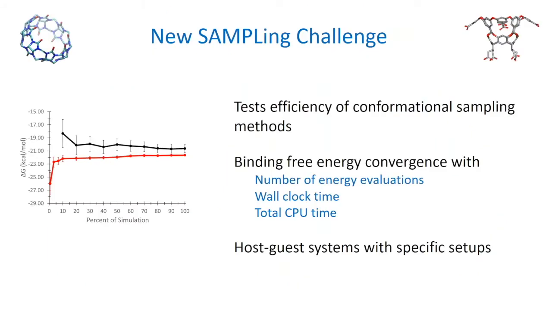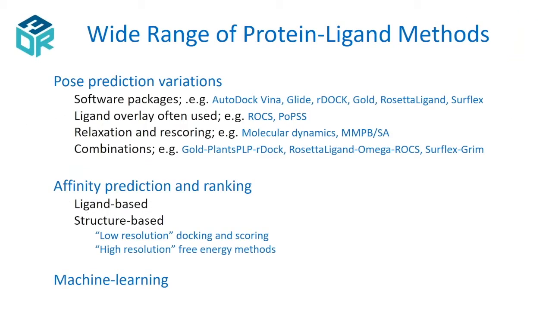One new aspect that you're going to hear more about from the experts, but that we just wanted to mention, is something that they call the sampling challenge. What was cool about this was that it allowed testing the efficiency of conformational sampling methods in a more direct manner, where everybody had the same host-guest system, the same specific setup, and then they could test how the binding free energies would converge based on the number of energy evaluations, wall clock time, and total CPU time for different methods. And with that, I'll hand it over to Mike.